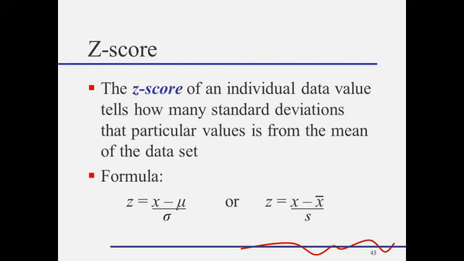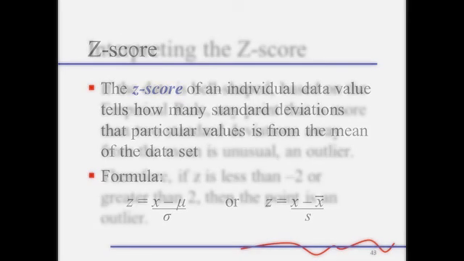The z-score tells how many standard deviations a particular individual data value is from the mean of the data set. You can see the formulas there, and we have a formula for both the sample and the population. The x in the formula is the individual value that we're interested in. If it's too far away from the mean, then it's an outlier. But how far away is too far?